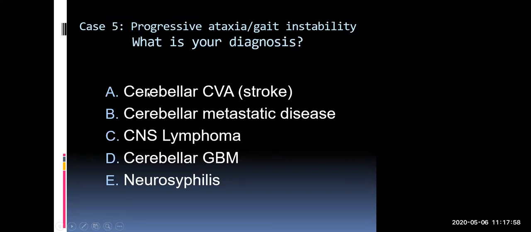So what are we looking at? Is this a cerebellar stroke you're looking at? Is it metastatic disease you're looking at? Is it another case of lymphoma? Is it cerebellar GBM or neurosyphilis? I'll give you a minute to think about this.